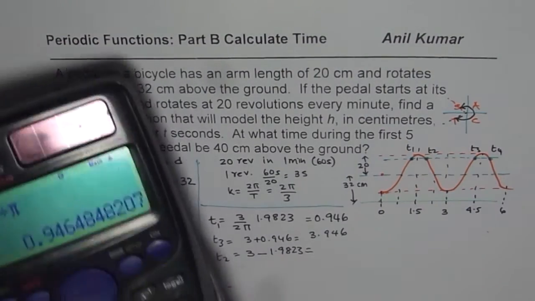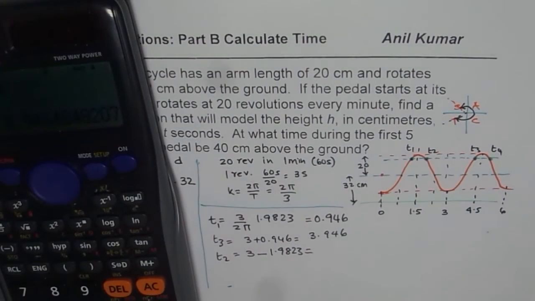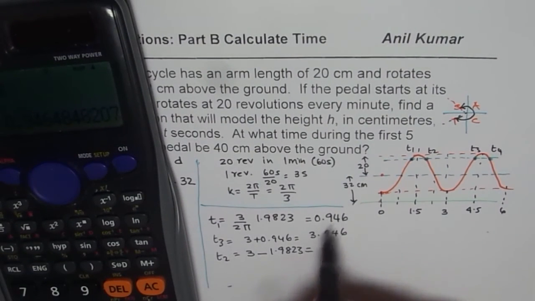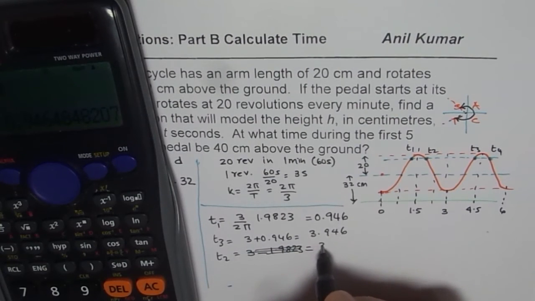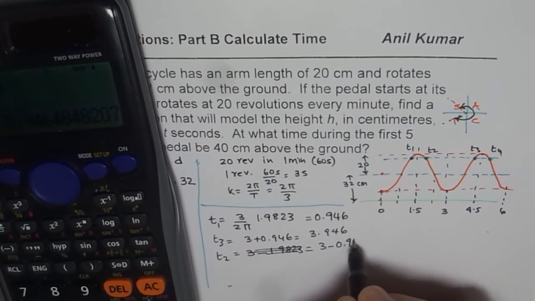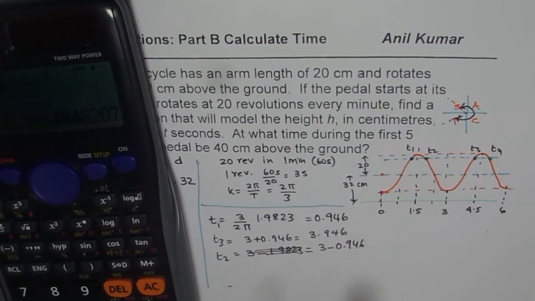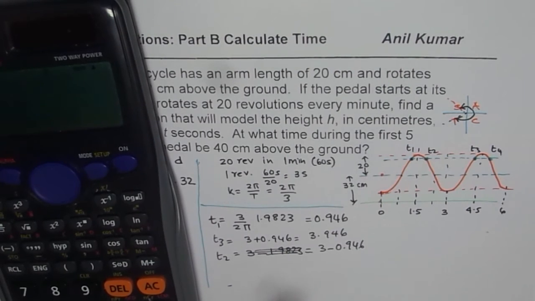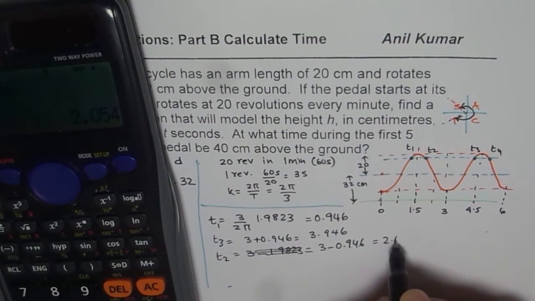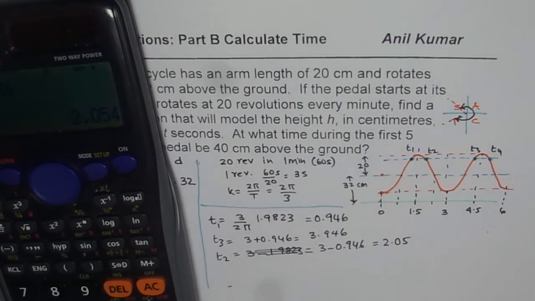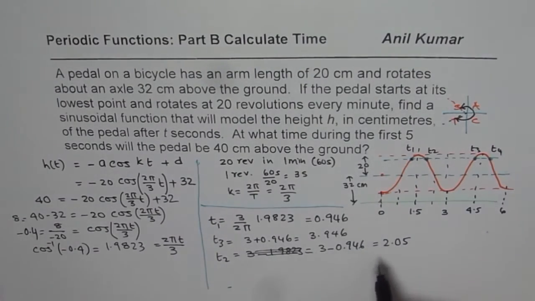So let me do that. So we do 3 minus 0.946. Okay, good, we found it. So this is the same distance away, right? So from 3 also it is same distance away. So we will do 3 minus 0.946 equals to, within decimals, approximately 2.05. Let me write 2.05. So that is the approximate value for the second time when it is at 40. Do you get the idea?